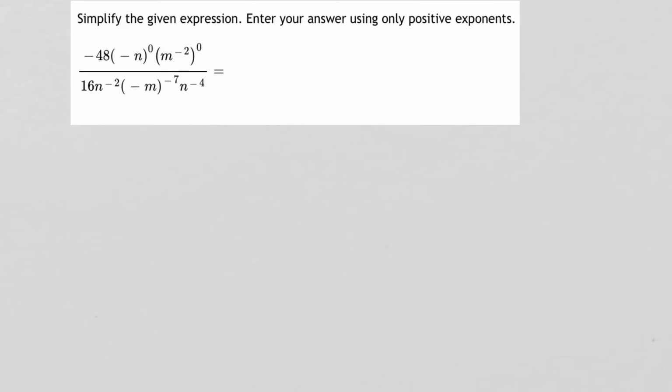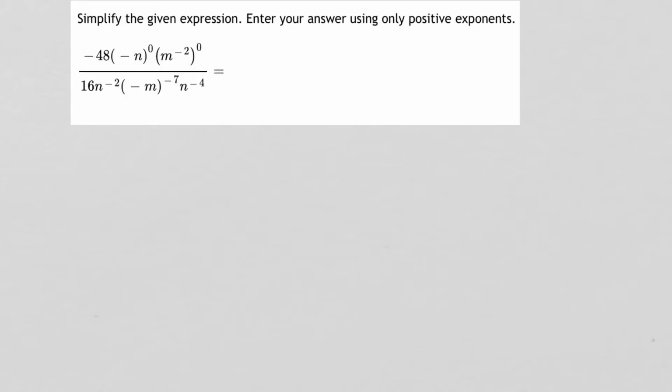Let's take a look at putting all of our exponent rules together as we simplify the following expression. Now, this expression involves zeros as exponents, negative numbers, and positive numbers as exponents. And where do we begin? Well, there's lots of places to start.